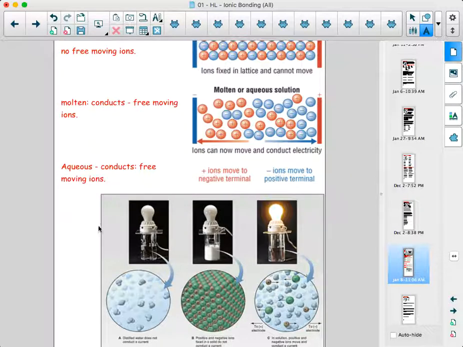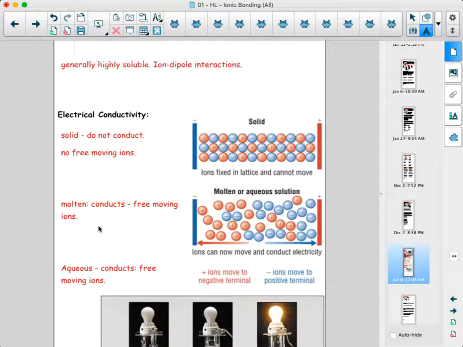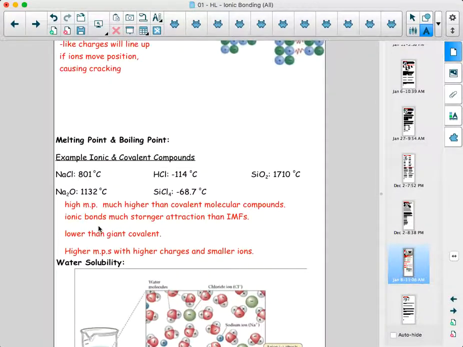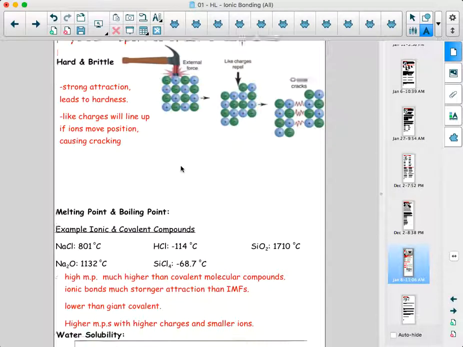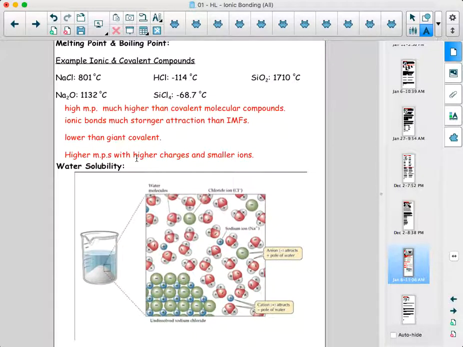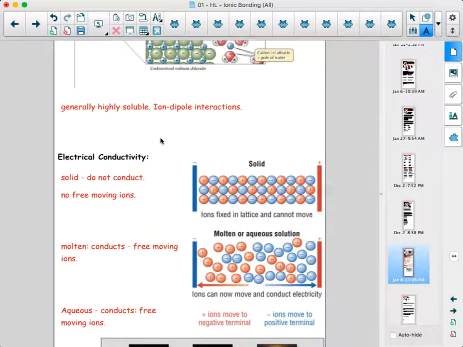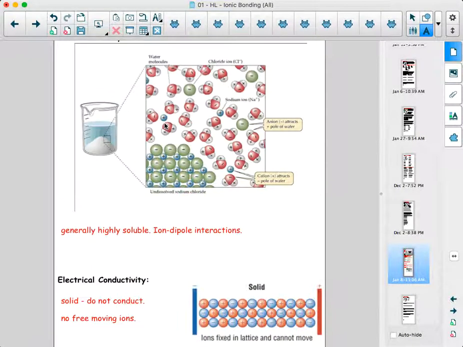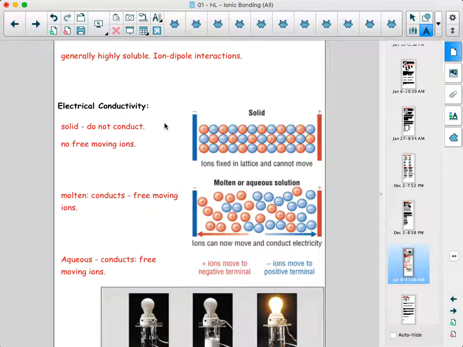Those are the properties of ionic compounds that you should know about and that you should be able to explain based on the model of ionic compounds being in a crystal lattice, the attraction between the ions based on how high the charge is and how big they are, ion dipole interactions explaining why they're water soluble, and the moving or lack of moving of ions to explain conductivity.